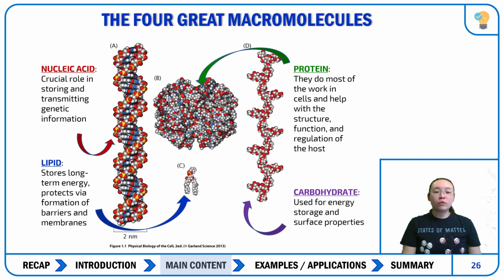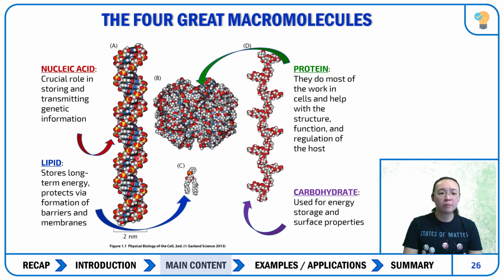So here's just a brief overview of the four great macromolecules. I don't want to go into them in too much detail because we'll be focusing on each one throughout the whole course. Over here we have nucleic acids. They play a crucial role in storing and transmitting genetic information. You also have lipids. They store long-term energy and protect via the formation of barriers and membranes. You have proteins. They do most of the work in the cells and help with cell structure, function, and the regulation of the host. Then you have carbohydrates, which are used for energy, storage, and surface properties.